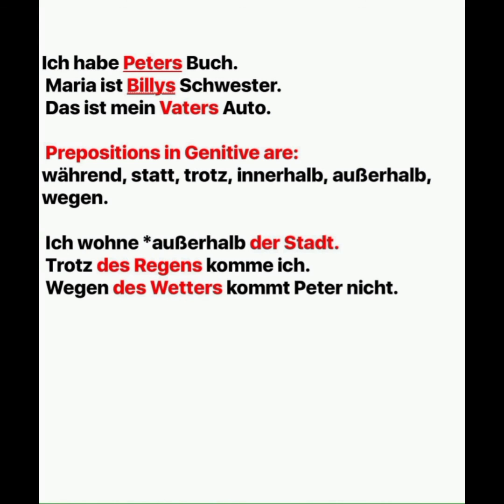So, here are the final examples of sentences with the prepositions in genitive. Ich wohne außerhalb der Stadt. I live outside the town. You can see Stadt, which is feminine, is normally die Stadt. Now it changes to der Stadt. Trotz des Regens, despite the rain. Regen is normally der Regen, so it becomes des Regens. Trotz des Regens, despite the rain, komme ich. Wegen des Wetters, so due to the weather, kommt Peter nicht.